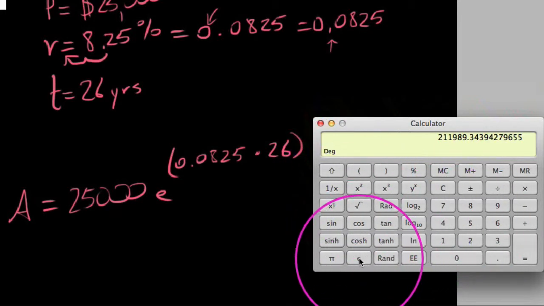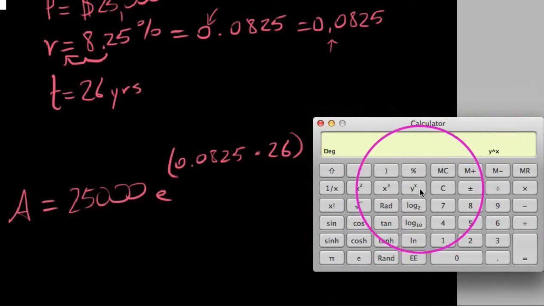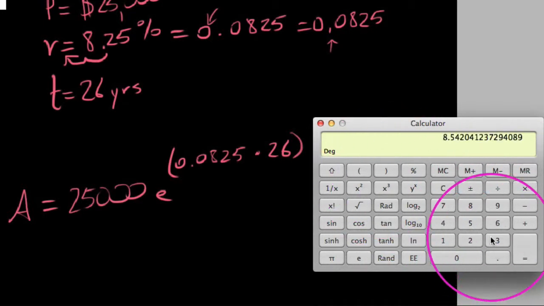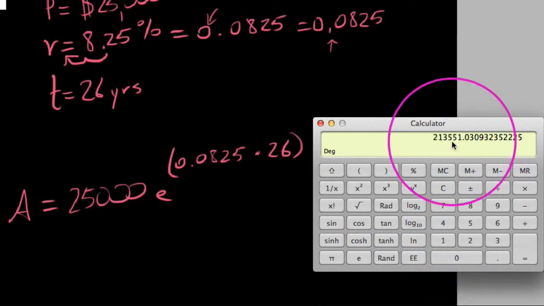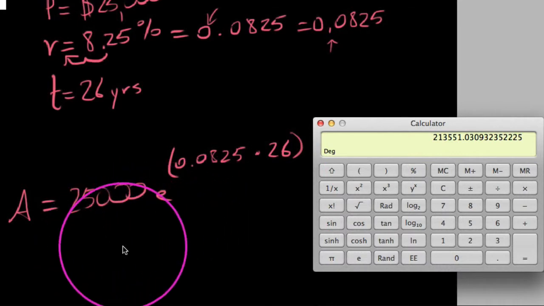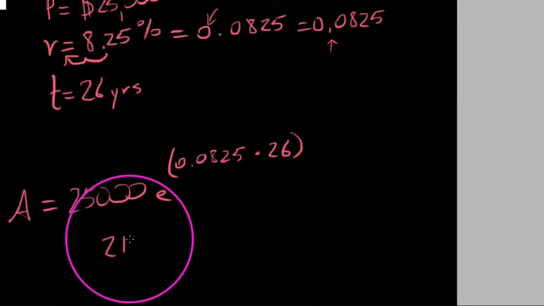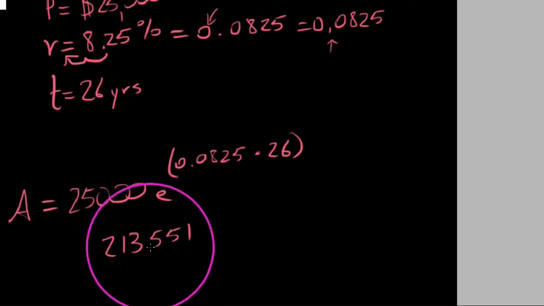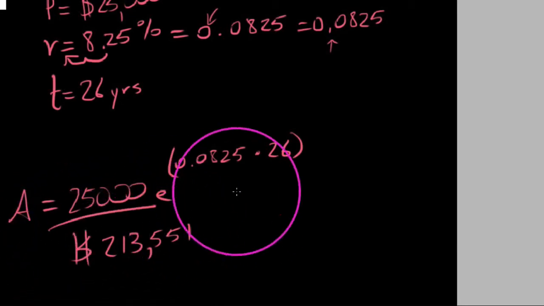Let me find my E button. So we say E is 2.718, you notice here, to the power of, in parentheses, 0.0825 times 26, end parentheses, and that comes out to be this. We'll take that times 25 grand. So if I compound this continuously, I should have about 213,551-ish dollars after 26 years.